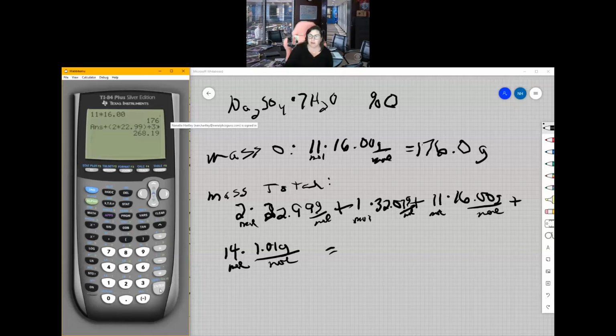268.19. How many sig figs should that answer have? Well, we had a limitation before, didn't we? Yes, we did. And that was 4 sig figs for that one. But now we have to remember that we're using 22.99, 32.07, 16, and 1.01, which is 3 sig figs. So 268 grams. Okay, so now I have 176.0 or 268. This is grams. This is grams.